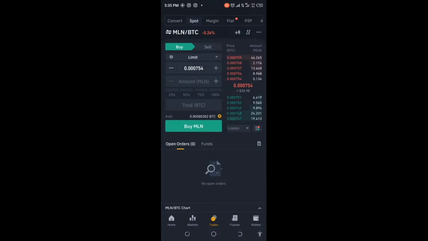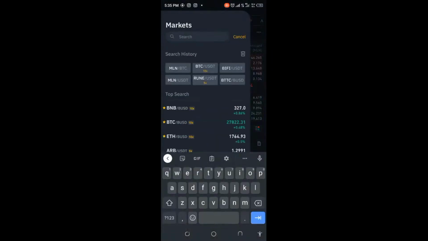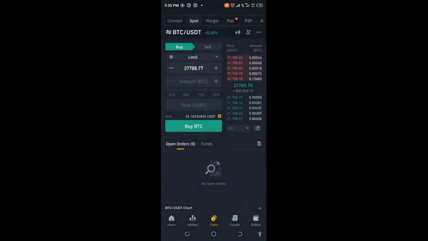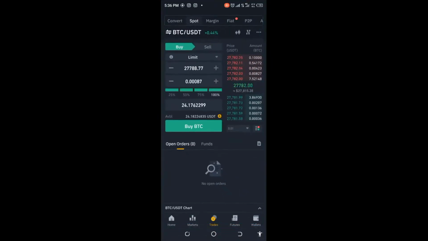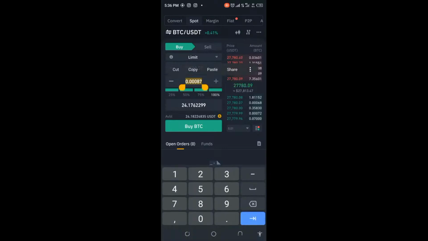So let's go ahead and check out the simulations. Okay, so I'm just going to first of all go to buy BTC because this is MLN BTC. That's where the opportunity is. So the first thing I need to buy is BTC. I'm using $24.18, like I told you, so I'm just going to pick that up. Okay, so that's giving me 0.0087. So I'll pick that.